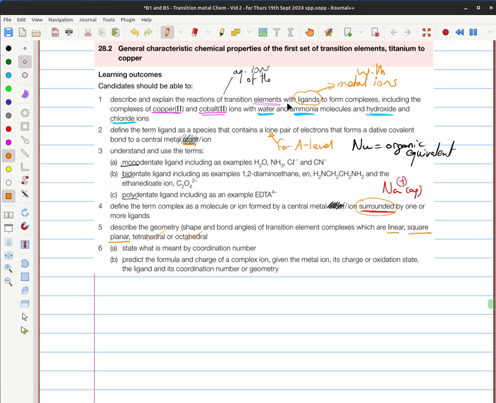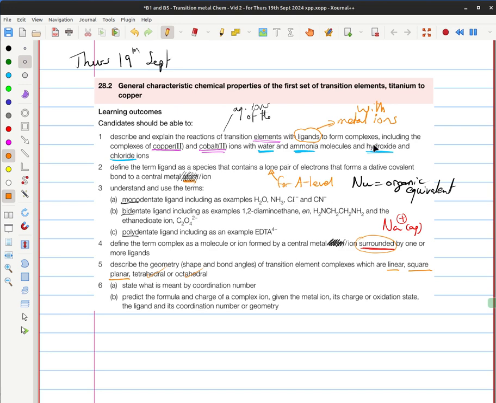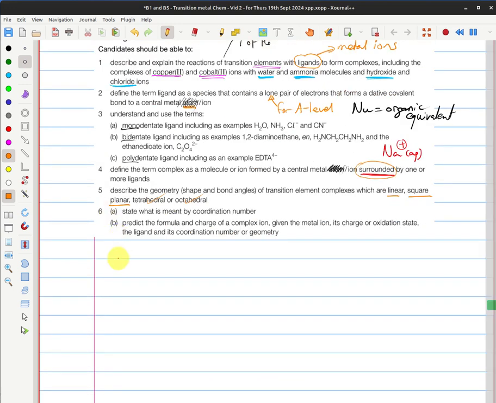Describe and explain the reactions of transition element aqua complexes with these ligands. So let's consider them. So, aqua complex.